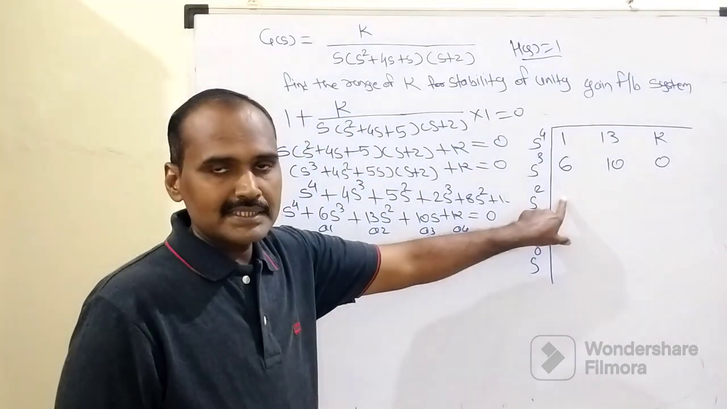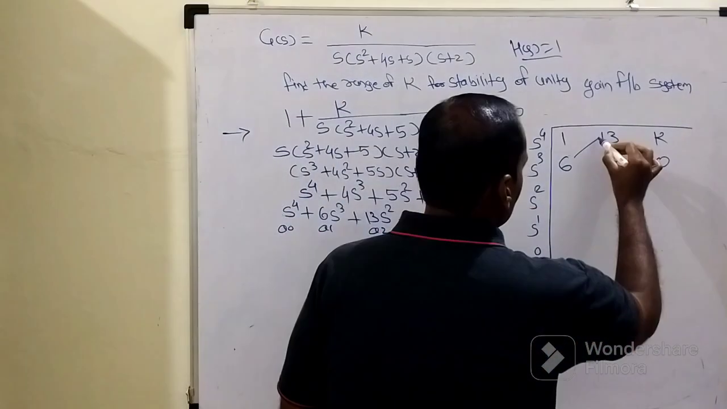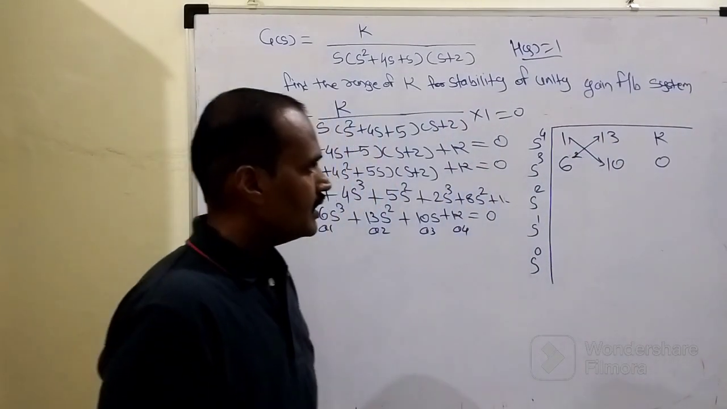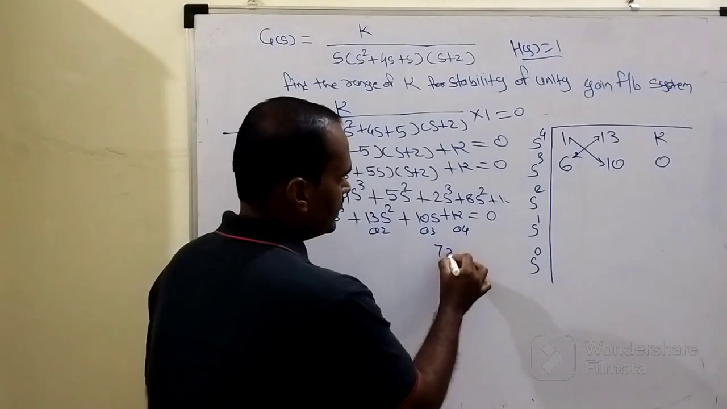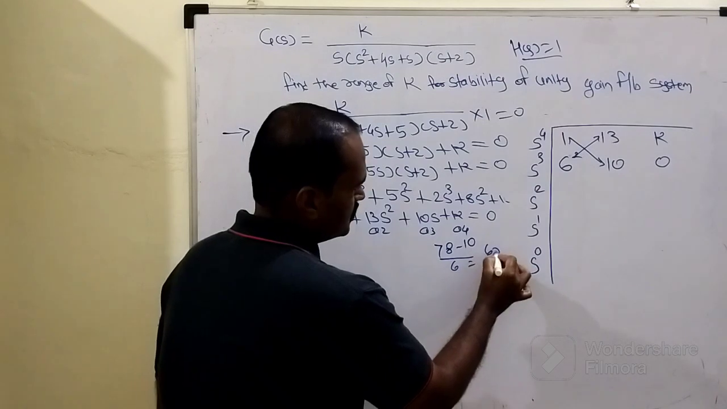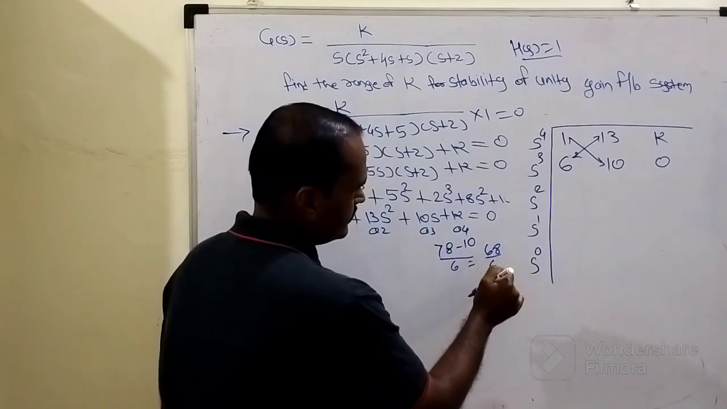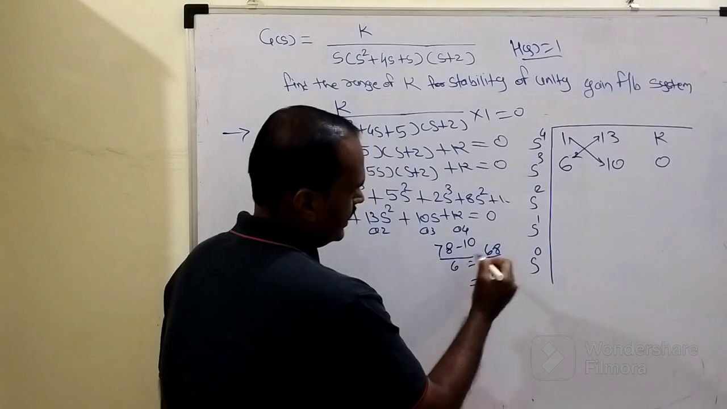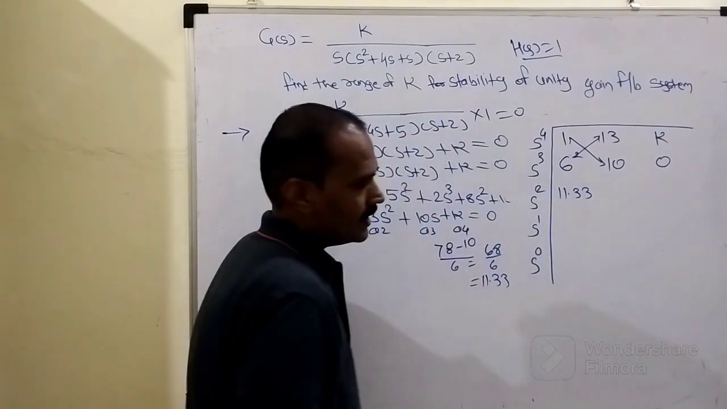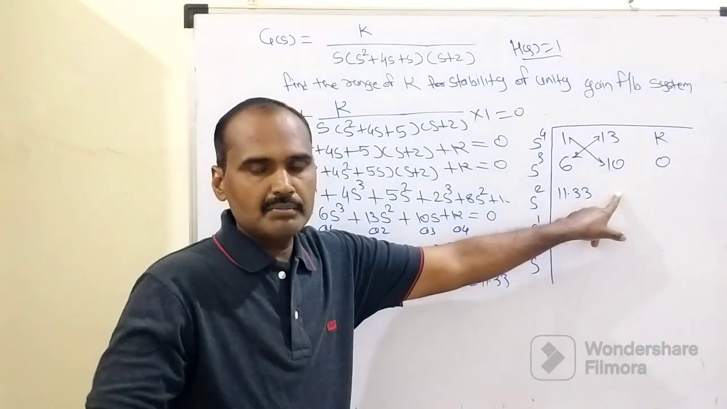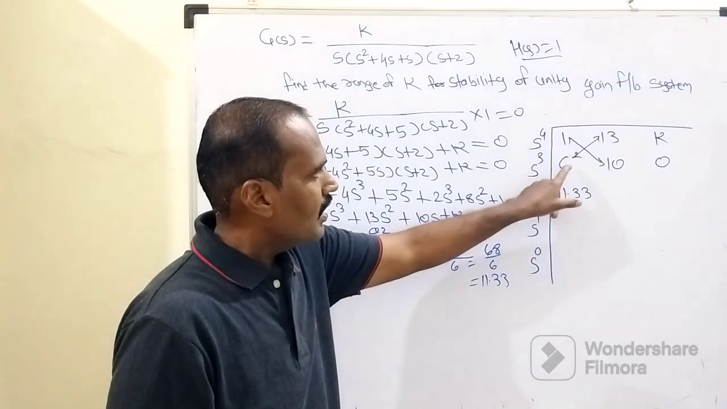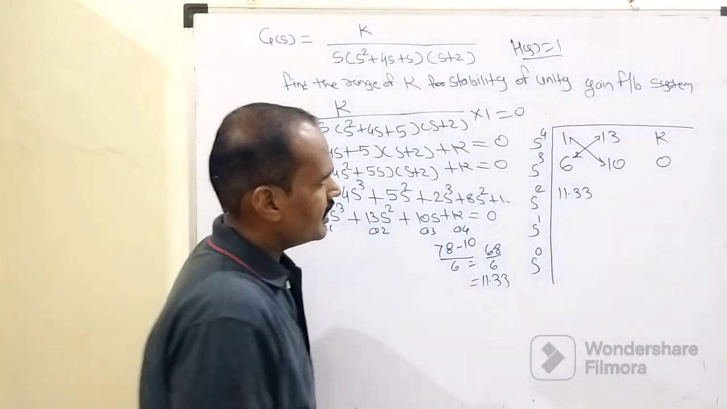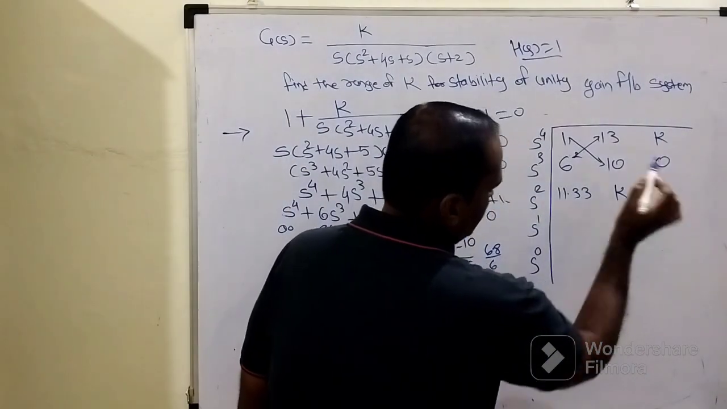Now to decide the element which is present at that third row, these two elements are being cross multiplied with each other like this. 6 into 13 minus 1 into 10, divided by 6. So 78 minus 10, 68 upon 6. So it will be 11.33 here, right? Then as far as this particular element is concerned, that can be treated as B2. So B2 equals 6 into K minus 1 into 0 divided by 6. So here the only remaining element is K, right? This element will become 0.